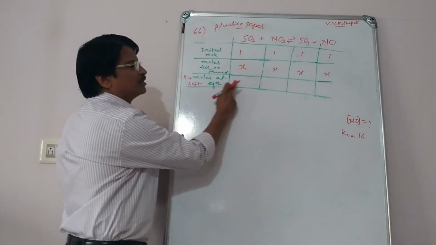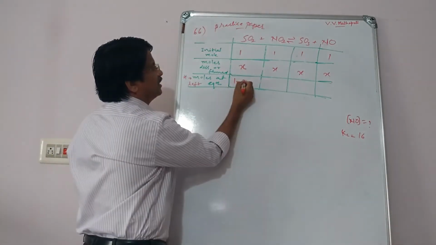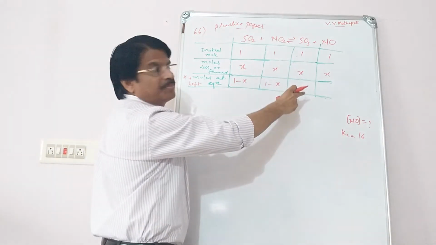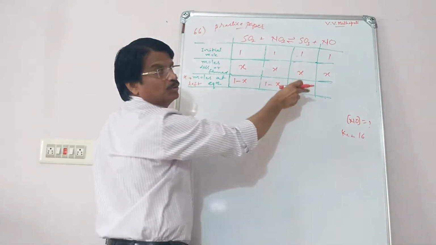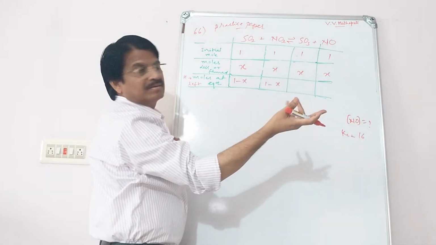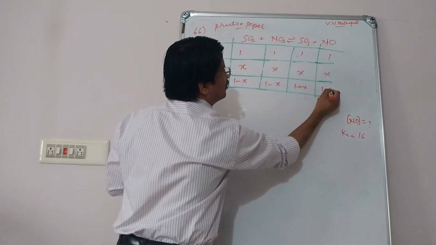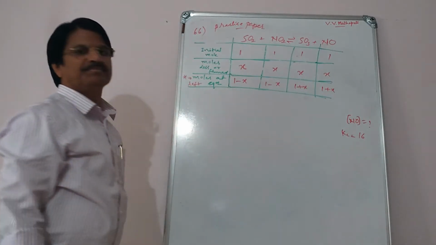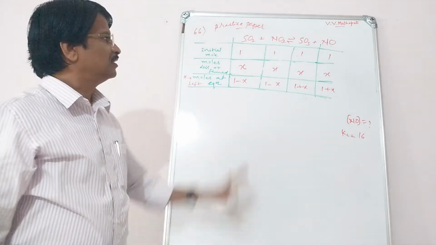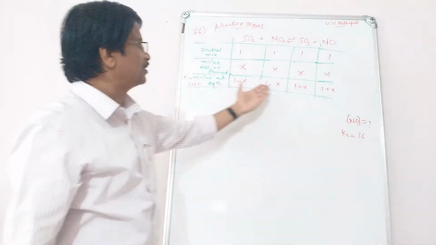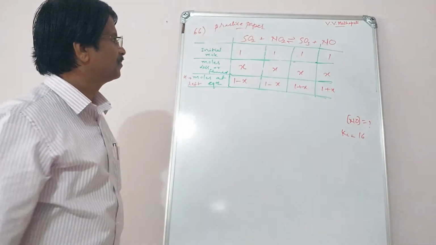Therefore, how many moles at equilibrium? 1 minus x moles, 1 minus x moles. And for the product moles, you have to add, so here 1 plus x, 1 plus x. 90% of the work is over. This is important: the calculation of the number of moles at equilibrium is done.